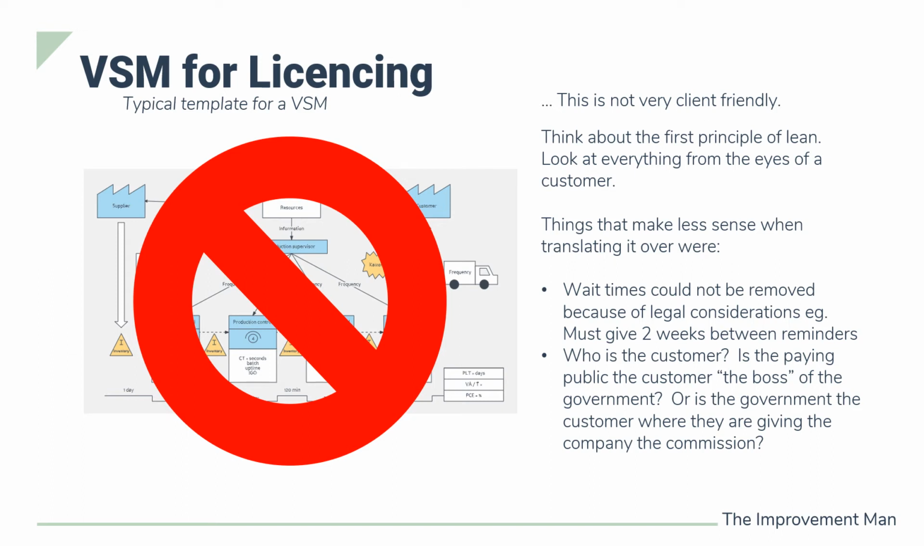Also, who is the customer? This was quite a difficult question for us to originally ask, because who's the boss? Theoretically, the public is the boss of the government. Or is the government the customer because they give the company who does this the commission? So we had to work that out in our head, because we were collecting money from one source, which was the public, but are also given money from the government. So hopefully in the next couple of slides you'll see how we broke down this problem and were able to translate that back to the C-suite.